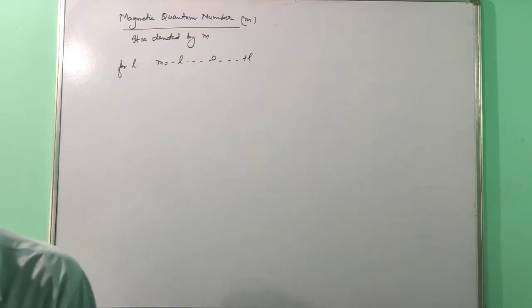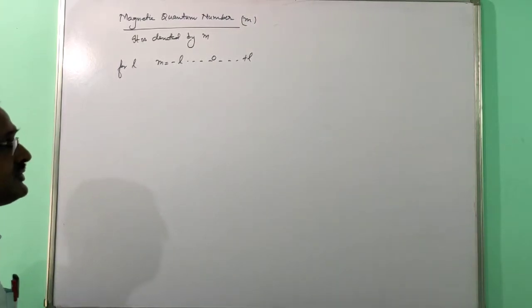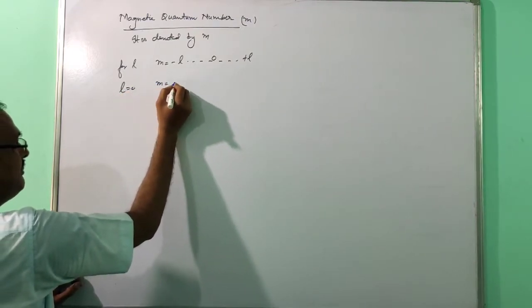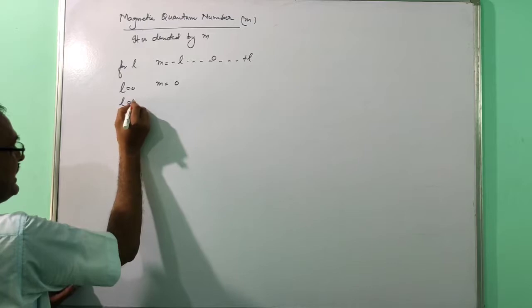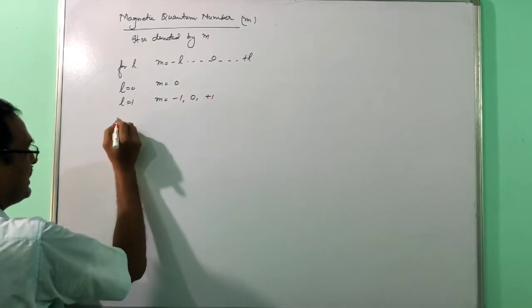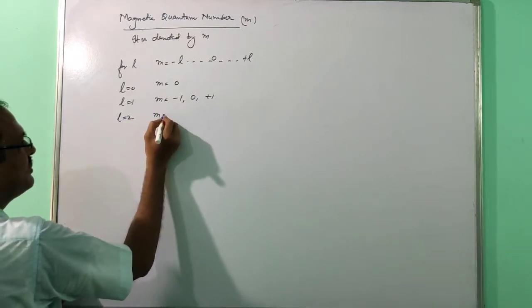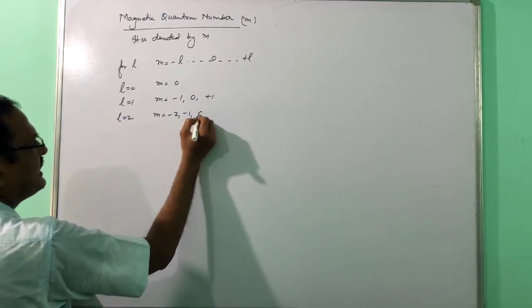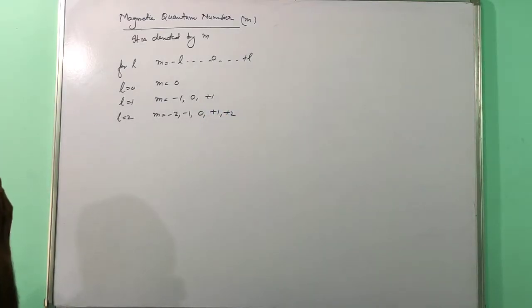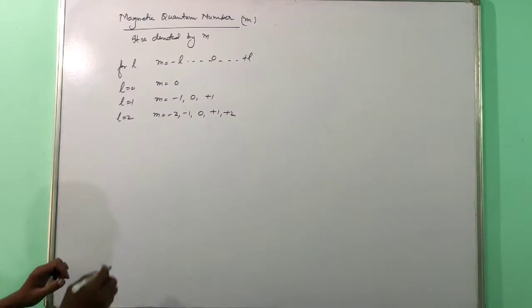So for this magnetic quantum number, if you take l is equal to 0, then m is 0. If you take l is equal to 1, then m will be minus 1, 0, plus 1. If you take l is equal to 2, m will be minus 2, minus 1, 0, plus 1, plus 2. Like this you get the values of m. And this quantum number is also called the orientation quantum number.